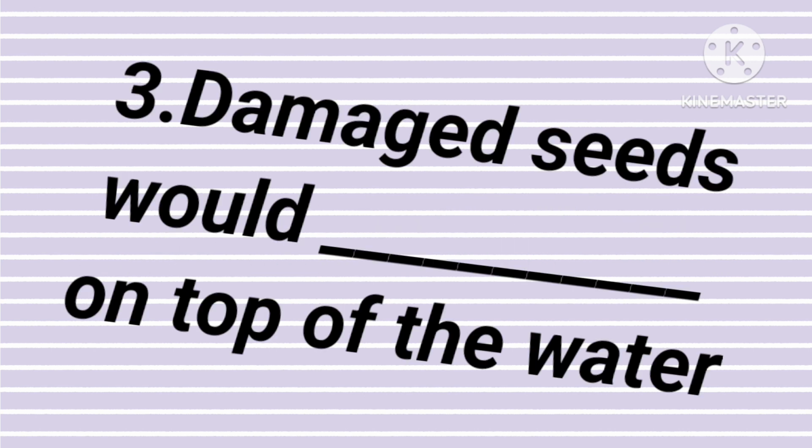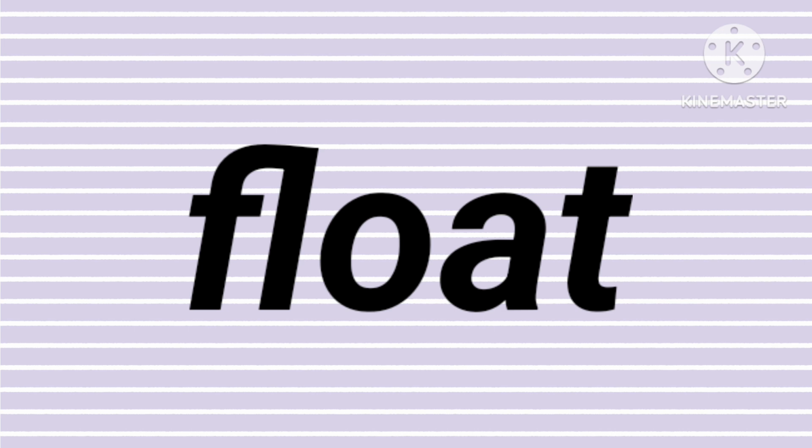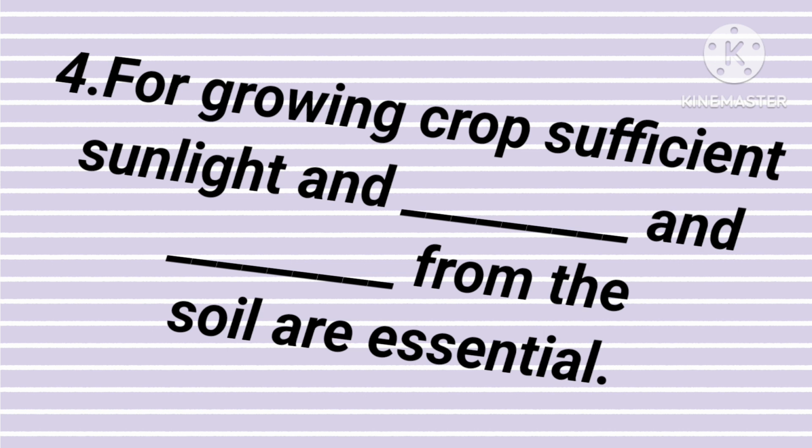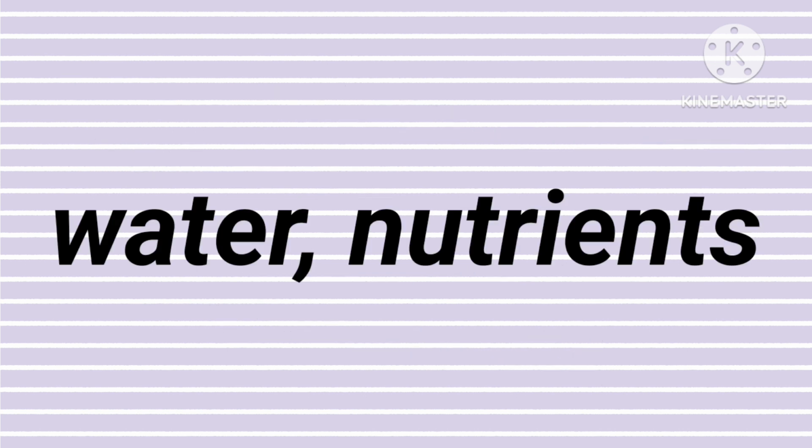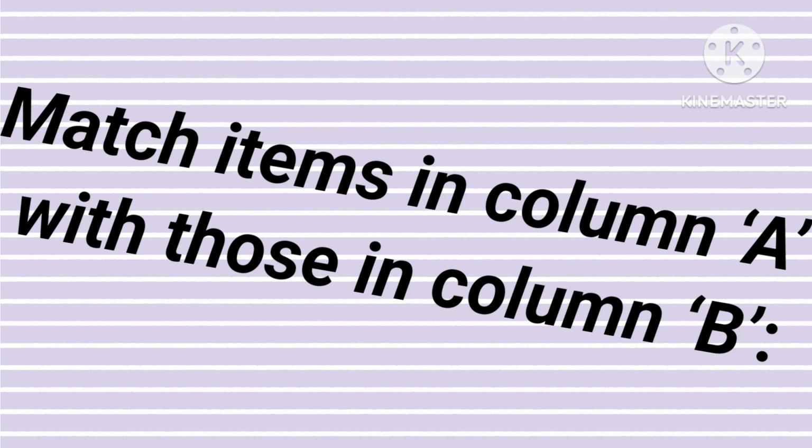Damaged seeds would float on top of the water. Damaged seeds always float on top of the water or surface of the water. For growing crop, sufficient sunlight and nutrients from the soil are very essential. So, the answer is water and the nutrient. Water and the nutrient are very important.